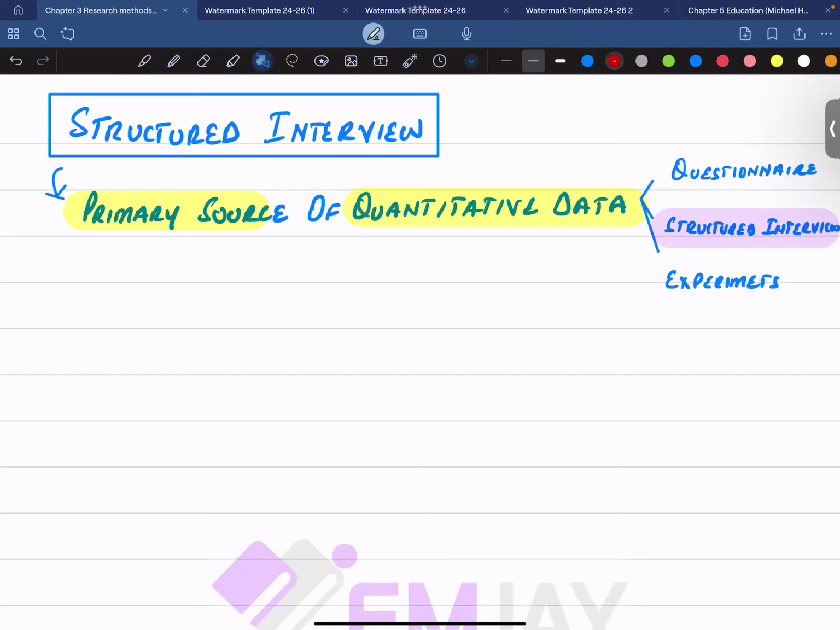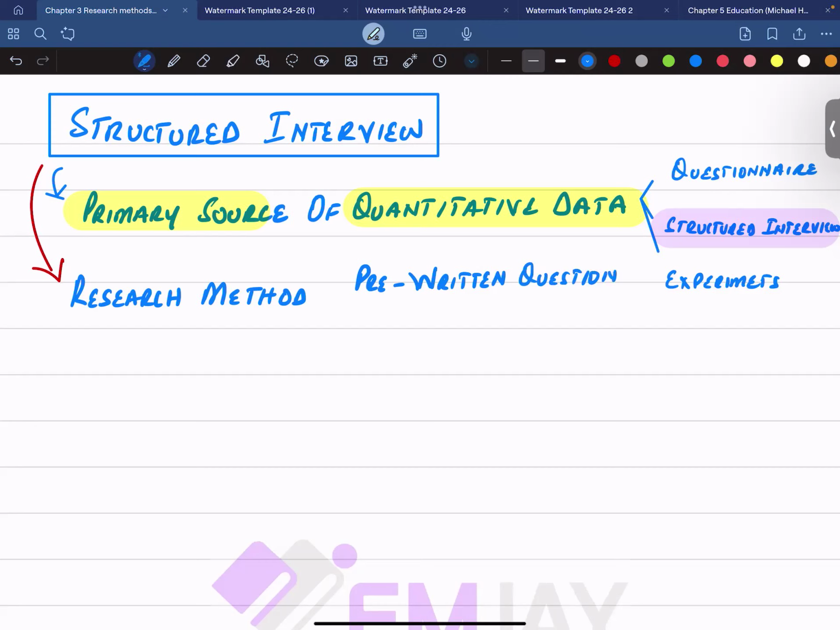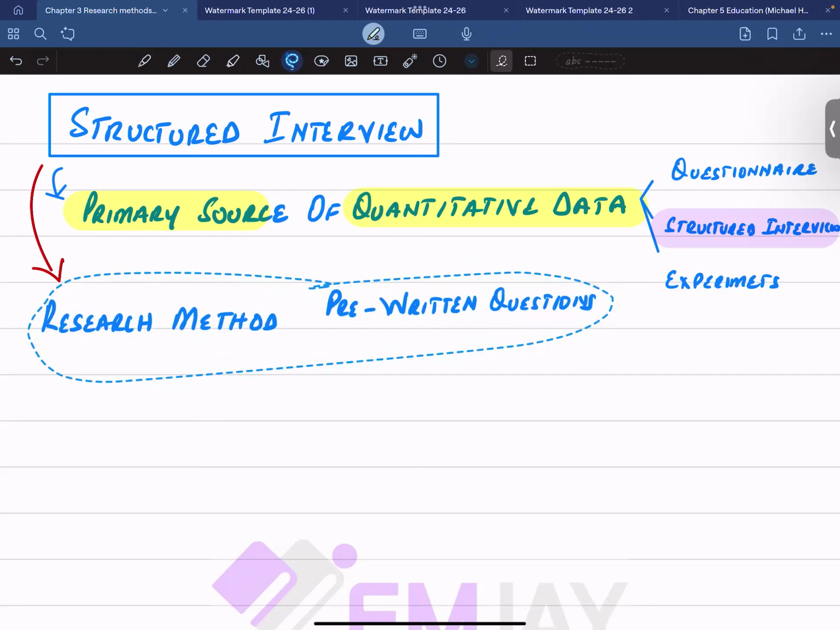A structured interview is a research method that an interviewer uses with preset or pre-written questions. There are pre-written questions that are already available. That is the first characteristic.